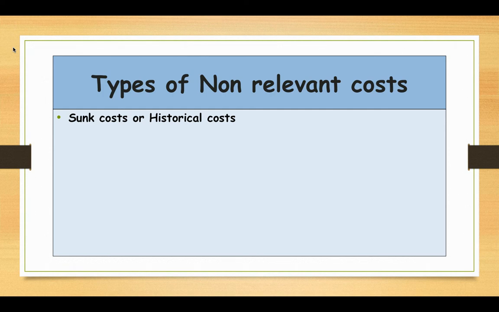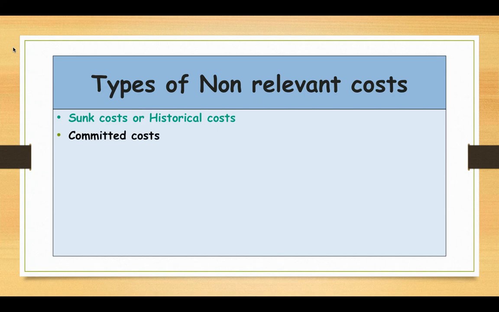Material cost, the material which has already been purchased. That cost has already been incurred, so that is a sunk cost or historical cost. Say a company has already purchased a machinery. That is also a sunk cost. Money spent on market research for the introduction of a new product has already been spent, so this is a sunk cost. So these costs must be ignored when businesses make decisions.